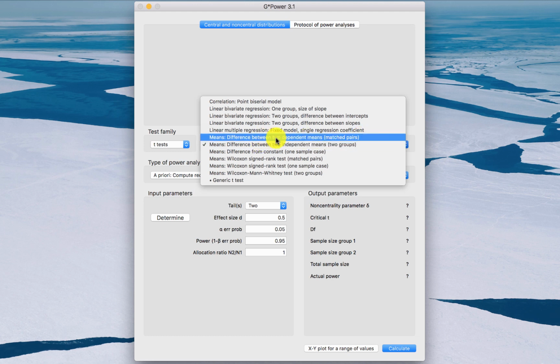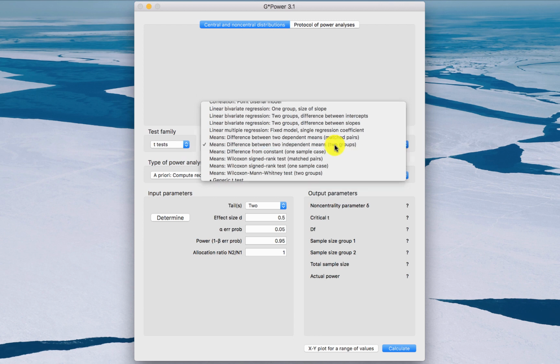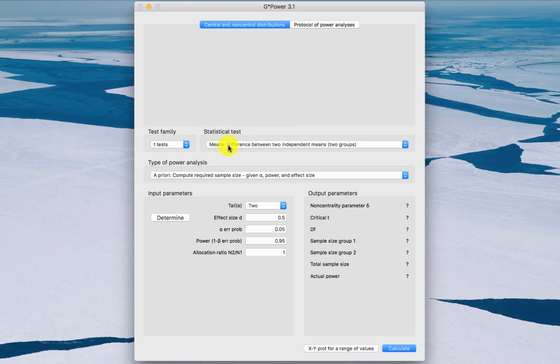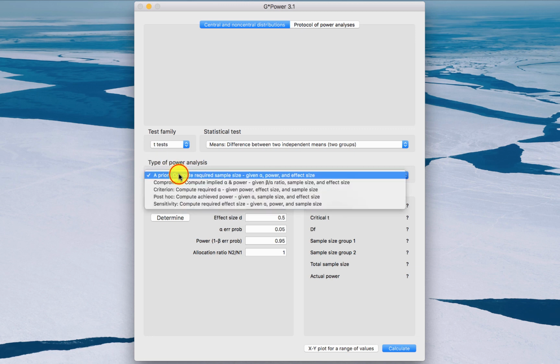So difference between two dependent means, which is matched pairs, that's your paired samples. And then you've got difference between two independent means, and that's your standard t-test of independence. We're going to start with independence, so the two groups. Second one, we need the type of power analysis. There's lots of things you can do, but the one we want is a priori: compute required sample size.